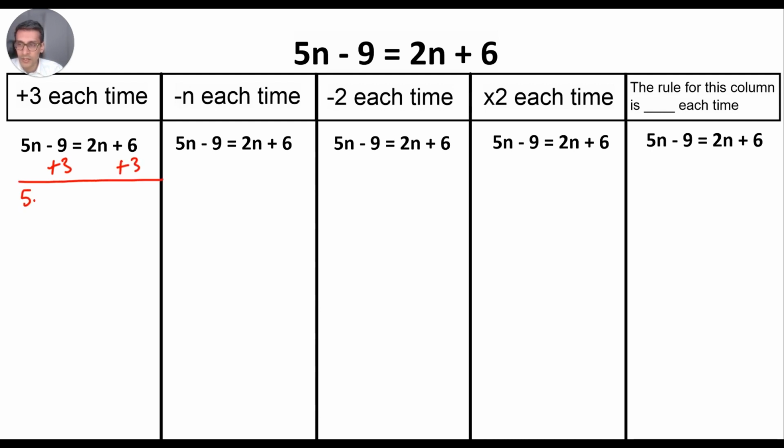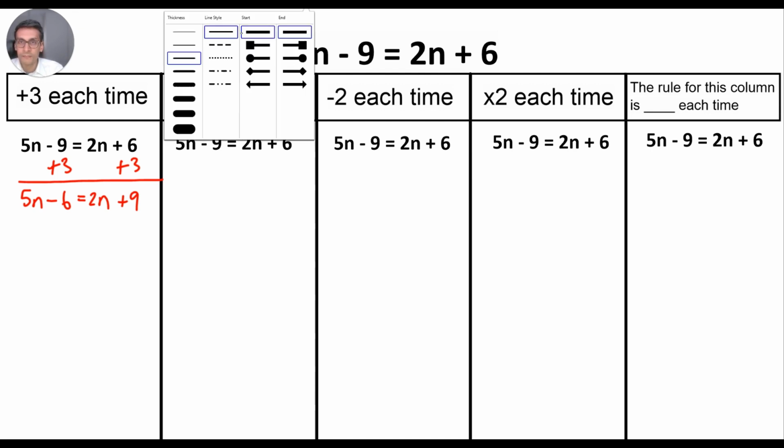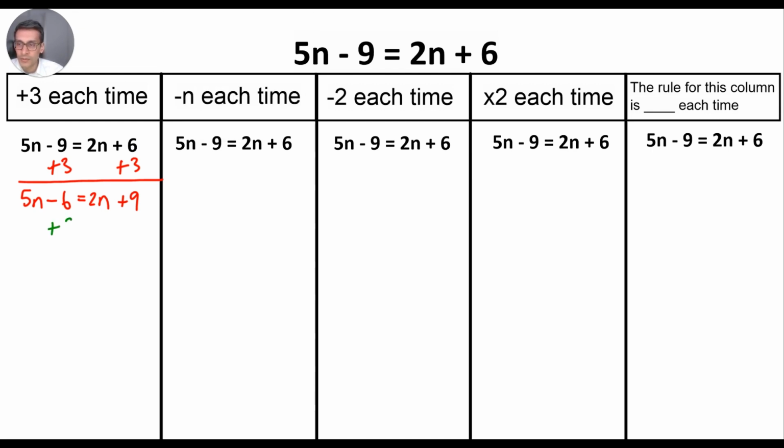So this becomes 5n. Now I've got negative 9 plus 3 is negative 6. And then I've got 2n plus 6 plus 3. So that's going to be 2n, and 6 plus 3 is positive 9. I'm going to do it one more time. I'm going to add 3 to both sides. Plus 3, plus 3. Now I'm going to get 5n. Negative 6 plus 3 is negative 3, equals 2n stays like it is, and then you've got 9 plus 3, which is positive 12.